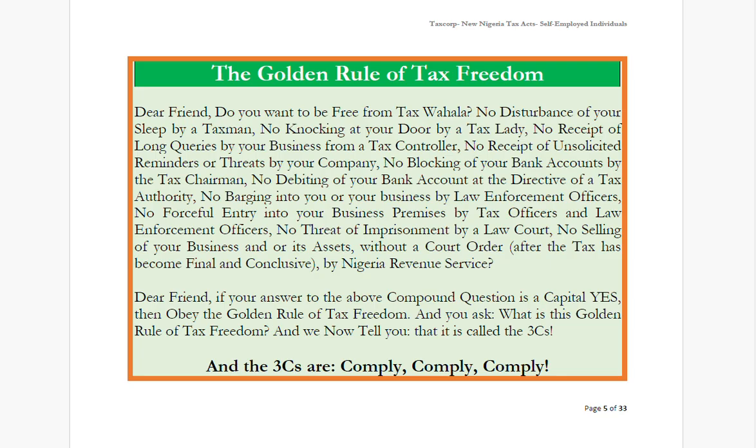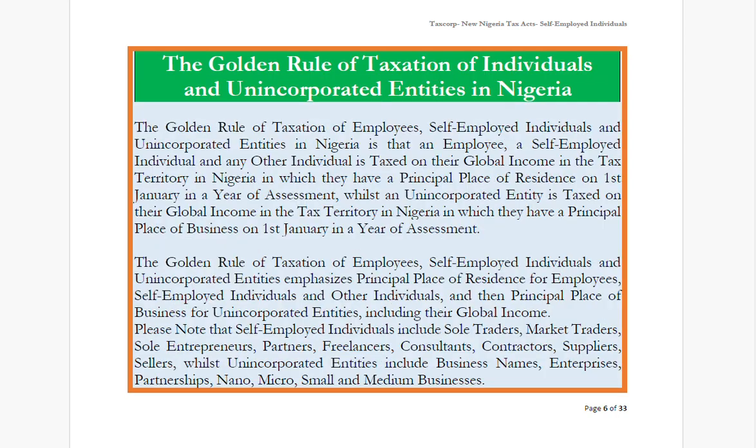of tax freedom. And you ask, what is this golden rule of tax freedom? And we tell you, it is called the 3 C's. And the 3 C's are comply, comply, and comply. The golden rule of taxation of individuals and the unincorporated entities in Nigeria.